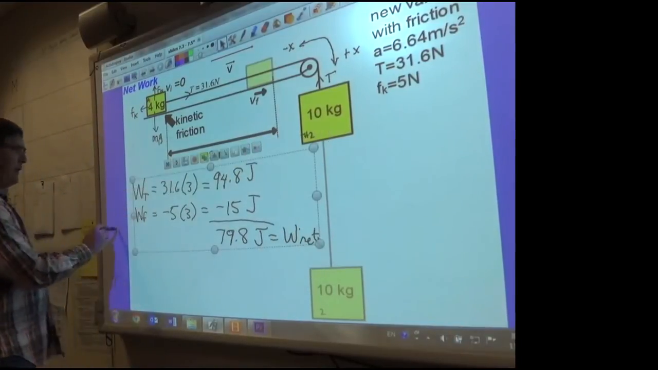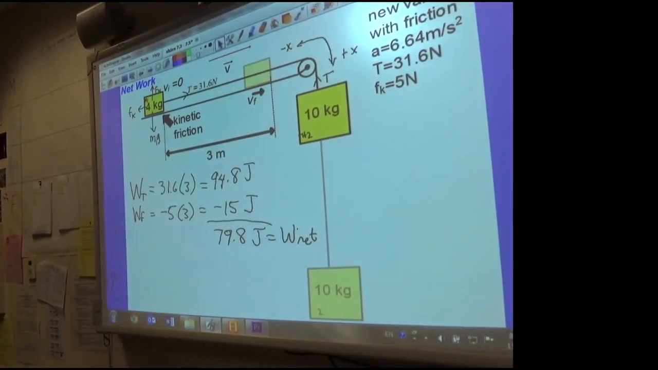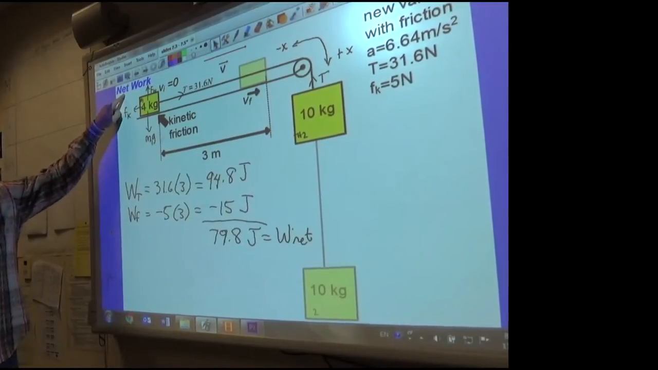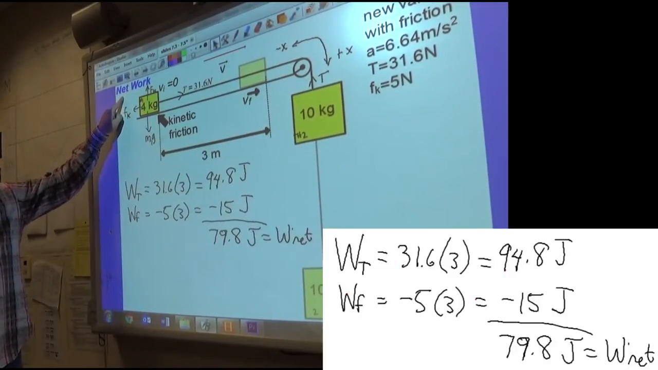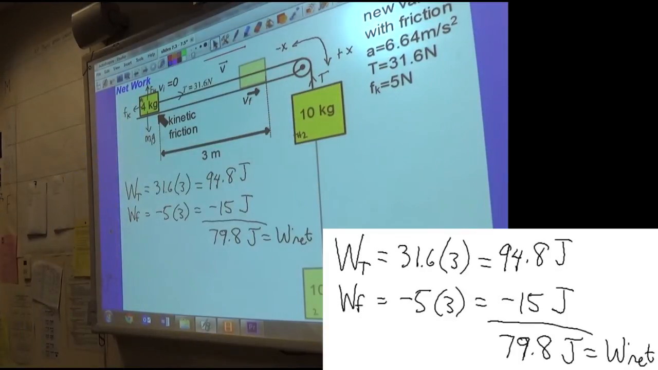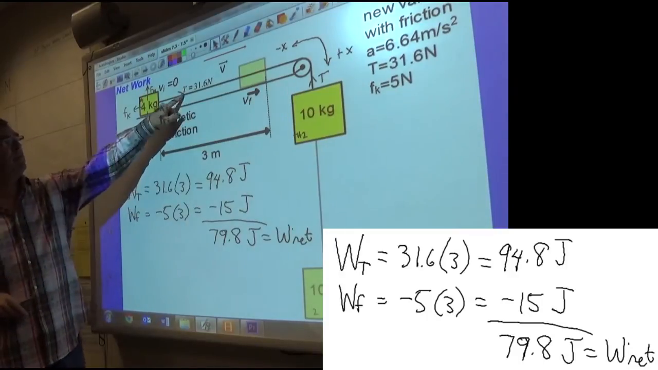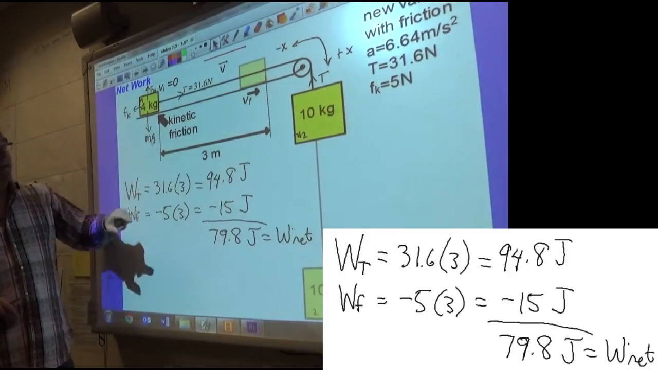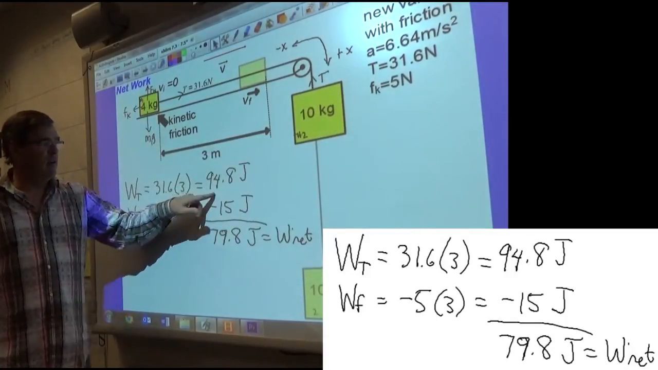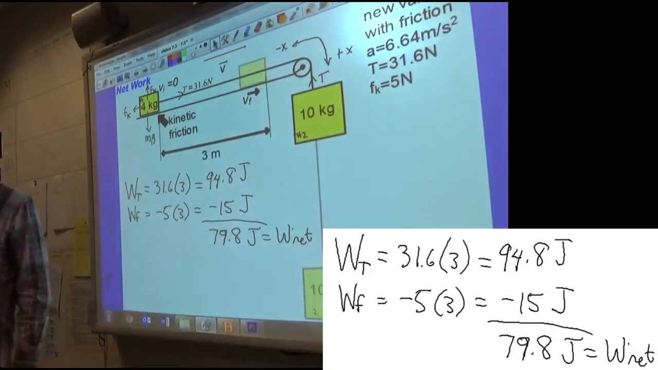Okay, so I'm going to look at the work done by the tension, and I'm going to look at the work done by the friction, and I'm going to add them up to get the net work. Just like the net force is the sum of all the forces, the net work is the sum of all the work done by all the forces. So W_T will be the work done by the tension, and the tension's 31.6, the displacement is 3 meters, so that gives me a positive 94.8 joules of work done by the tension force.